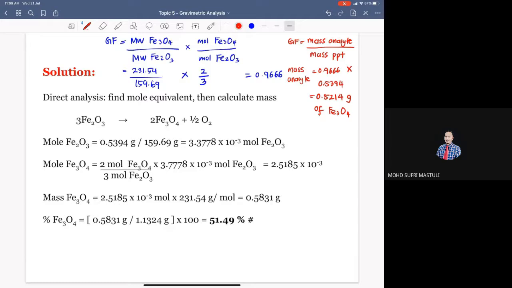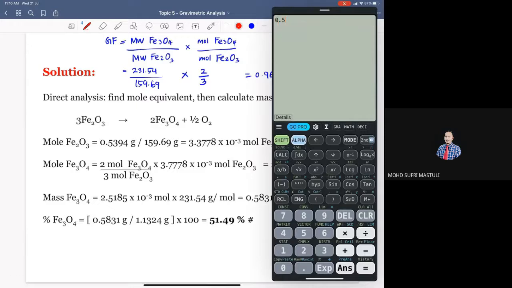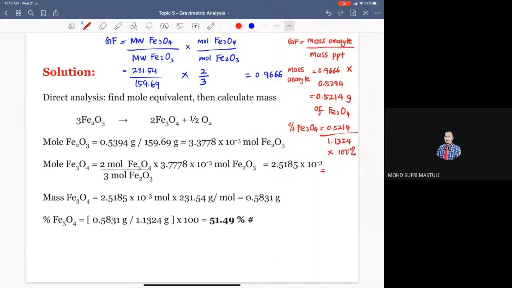So let's say we calculate the percentage. It is 46.0, which is slightly different, 5%.